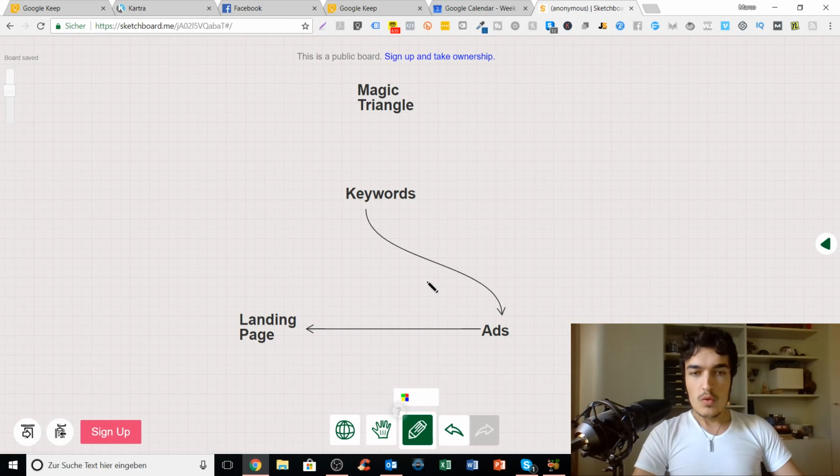So when we look at keywords and ads, how the keywords are related to your ad determines your click-through rate. So they determine your click-through rate. If you have a very specific keyword and this keyword shows up in your ads, this will increase your click-through rate because people are looking for something and you talk about this exact query in your ads.